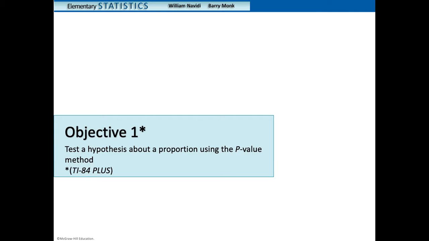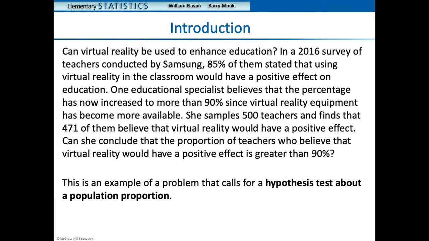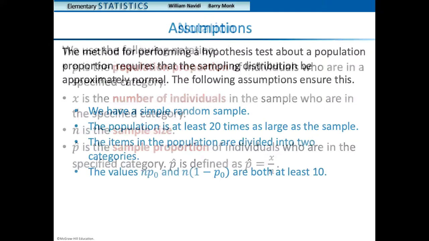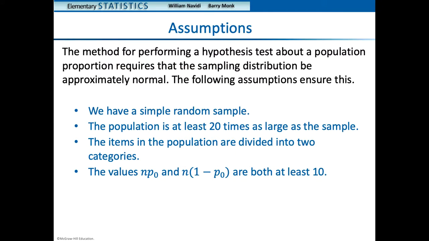Let's now go over how to do the exact same type of test using your TI-84. So we'll revisit the exact same example, right? This is the virtual reality example, which calls for a hypothesis test about a population proportion. Notation is the same, right? No change here. Assumptions are the same.